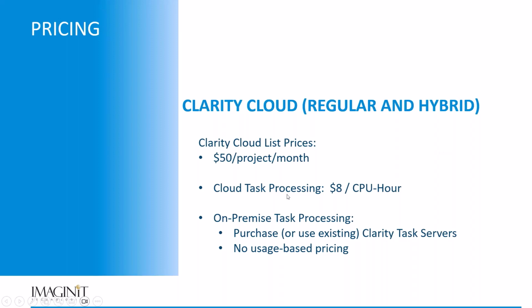With the hybrid option, if you're not using cloud task processing, all of the usage-based task processing goes away. You still have a price per project per month, but you purchase outright or with an annual subscription the Clarity task servers, or if you're an existing Clarity customer who's just interested in dipping your toe in the water here, you can connect your existing Clarity task servers up to a Clarity Cloud instance and try it out. So that's the pricing model.